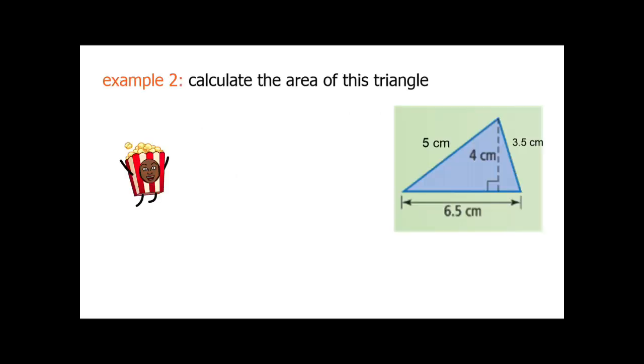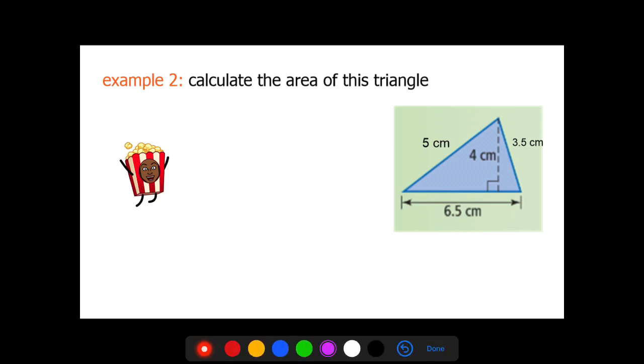Let's calculate the area of this triangle. Some of this information we actually do not need. Okay, for example, this sloped line here, we don't need that because that's not the base and it's not the height. So this 5 centimeters goes. We don't need this sloped line. Okay, 3.5, we don't need that one. We need the base, which is 6.5, and we need the height.